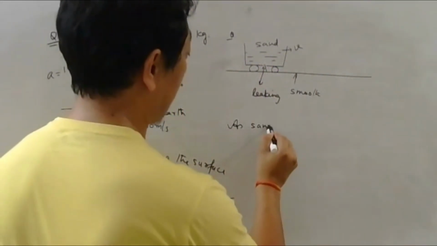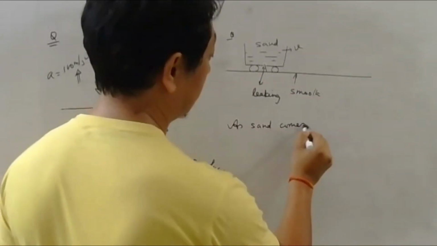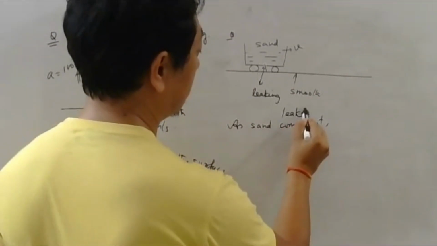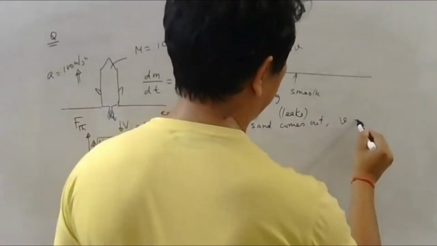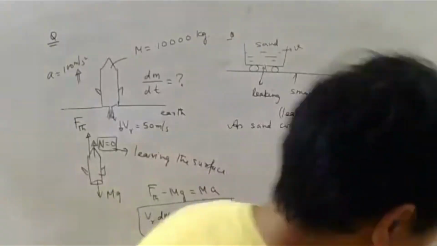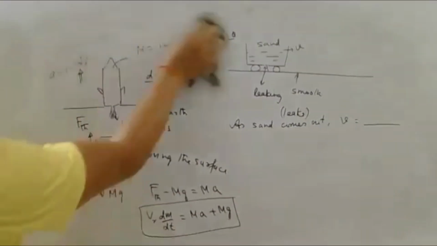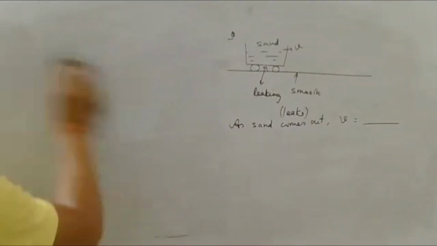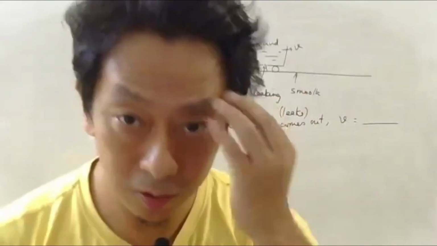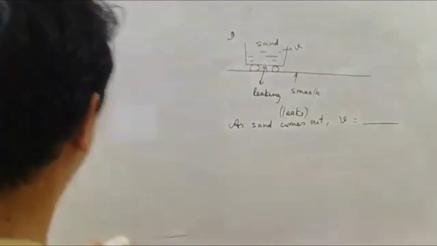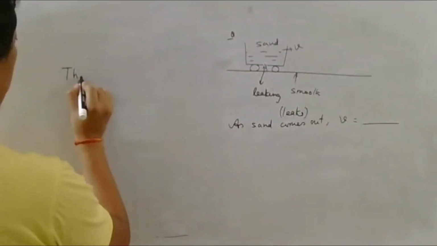As sand comes out or leaks out, does v increase, decrease, or remain constant? There is no external force on the x-axis, remember, but there may be a thrust force because it is losing mass. When you lose mass or gain mass, there might be a thrust force. Let us check what the thrust force is here.